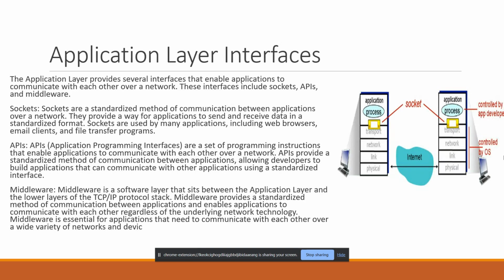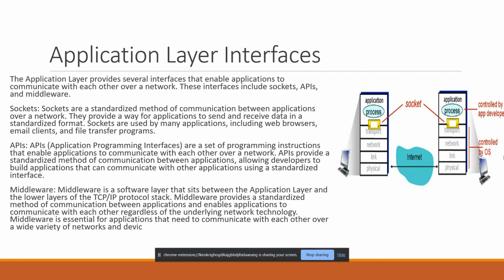Application layer interfaces include sockets, APIs, and middlewares. Sockets are a standardized method of communication between applications over a network. They provide a way for applications to send and receive data in a standardized format and are used by many applications including web browsers and email clients. APIs. Application programming interfaces are a set of programming instructions that enable applications to communicate with each other over a network. They provide a standardized method to communicate between applications and allow developers to build applications that can communicate with other applications using a standardized interface.